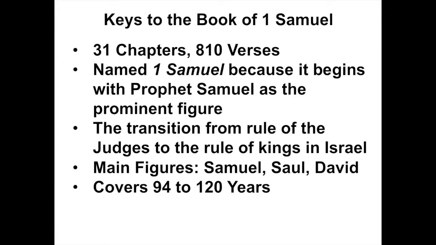Really what it records is the transition from the rule of the judges to the rule of the kings in Israel. And that's a very important transition. In a previous class, when we took a look at the book of Judges, we saw that the judges encompass this period of about 350 years from the time of the death of Joshua, lasting all the way to the establishment of the first king, Saul, which happens in the book of 1 Samuel.